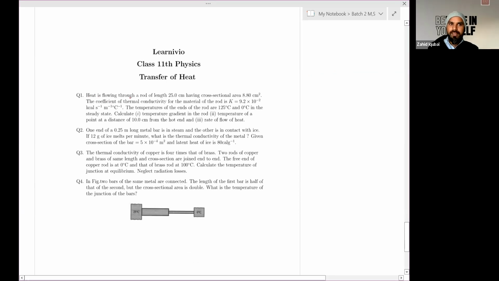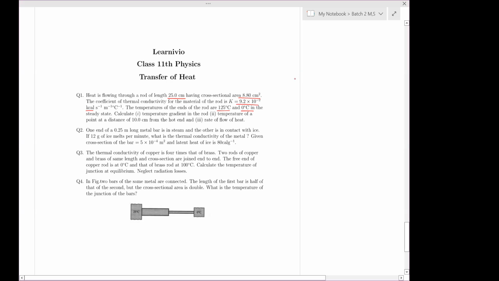In the first part, heat is flowing through a rod 25 centimeter long, having a given cross-section area. The coefficient of thermal conductivity, K, is 9.2 × 10^-2 kilocalorie per second per meter per degree Celsius. The temperatures at the ends of the rod are 125 and 0 degrees Celsius. In this, you have to calculate the temperature gradient. What is the formula to calculate the temperature gradient? Or what do you mean by gradient? Change in temperature by length.